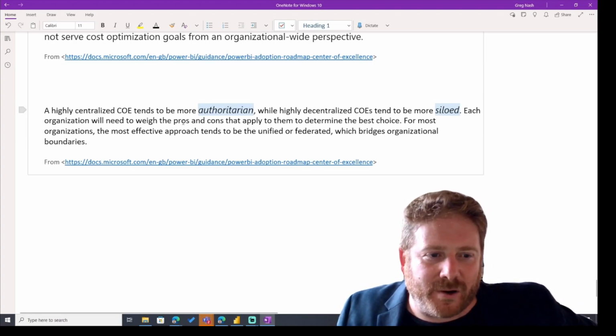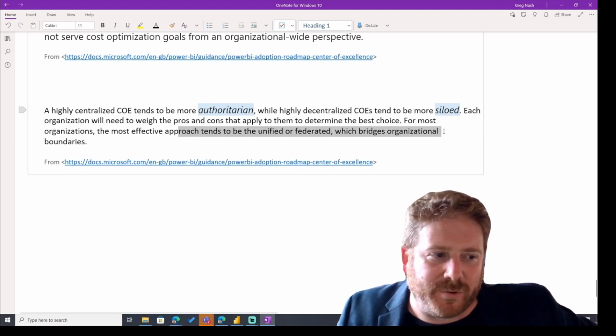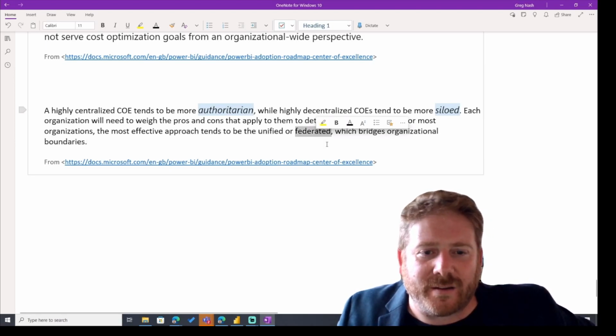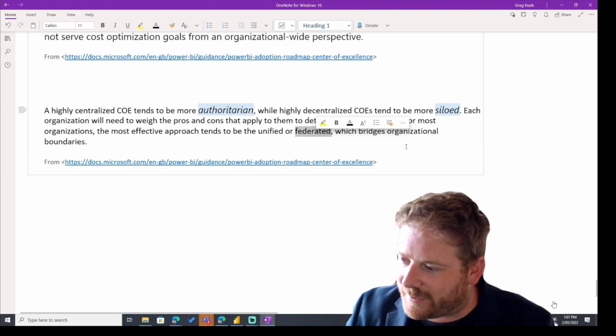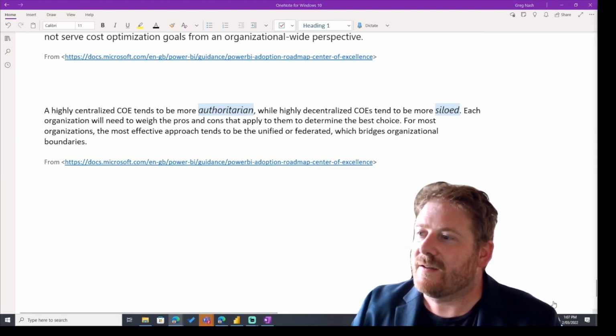Yes, the most effective approach tends to be unified or federated, which bridges organizational boundaries. I agree. I think federated. I would go federated. If you want my recommendation, look for federated.